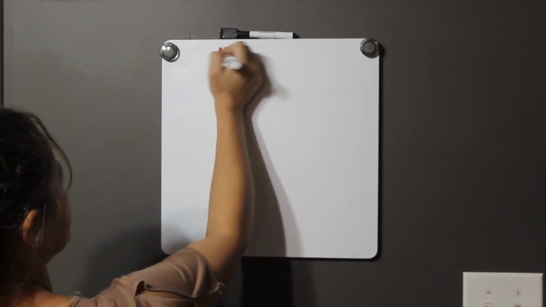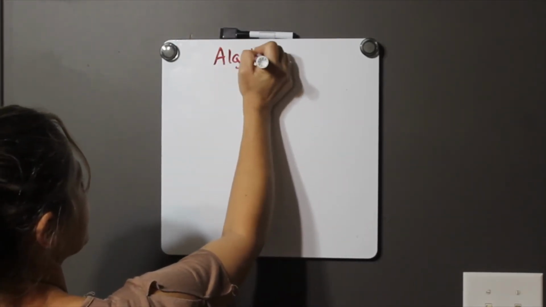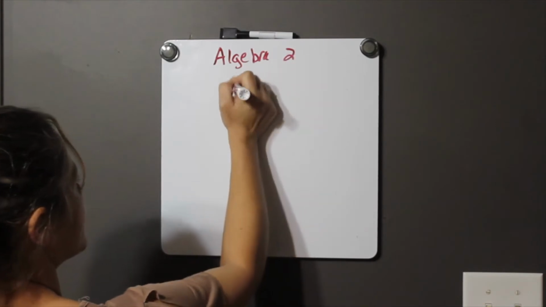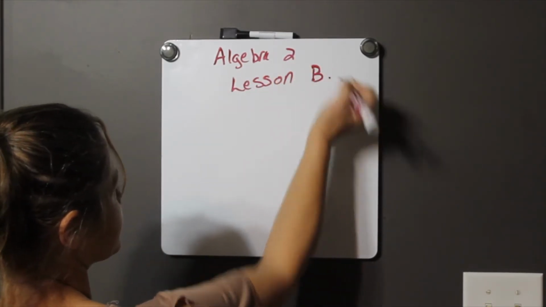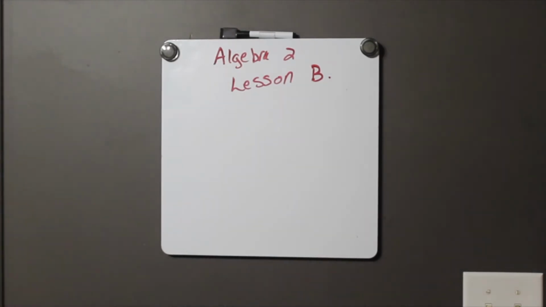This is Algebra 2, Lesson B. This is a review of the geometry concepts that we learned last year in Algebra 1. I'm going to go through them really quick. All this should be reviewed for you since we've already done it.